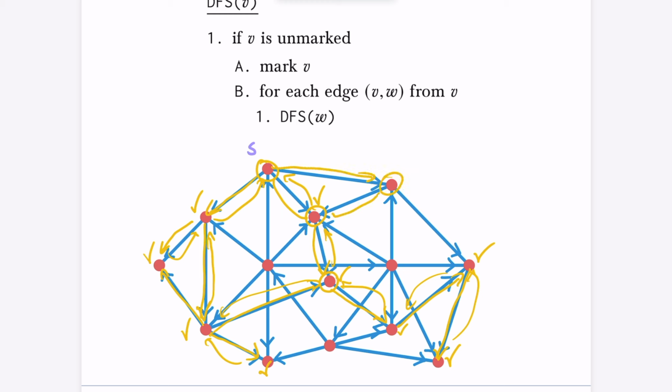You go here. You've already been here. Back out. You go here. You've already been here. You back out. You back out. And there's no more edges left for S. Okay. And indeed, the unmarked vertices is that triangle in the middle, just like we hoped.